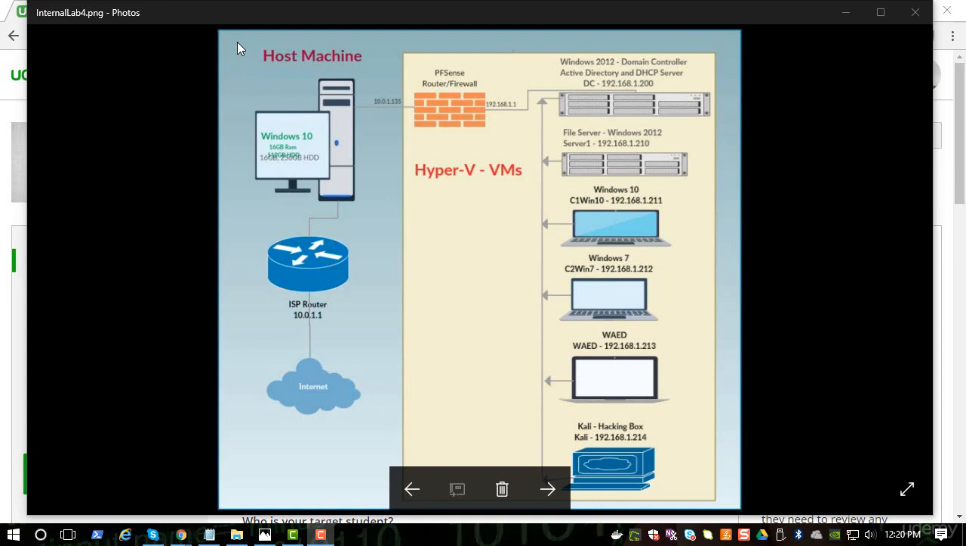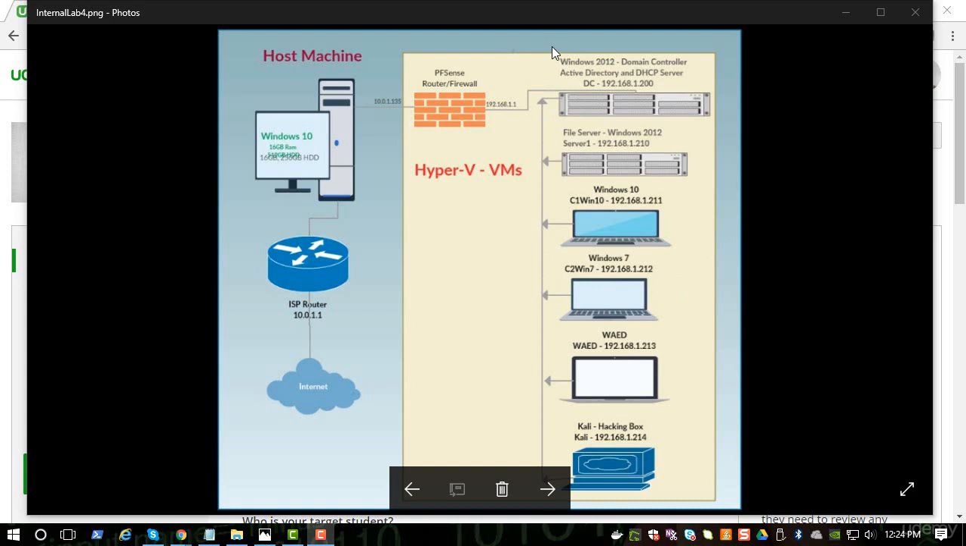On the left of this diagram is my host system, which is running Windows 10 operating system with 16 gigs of RAM. My home system is connected to an ISP router which provides us internet access. To start this lab, we have to enable the Hyper-V role within our Windows 10 system, which will allow us to create the virtual machine as shown here.